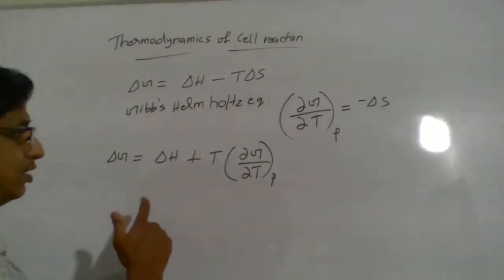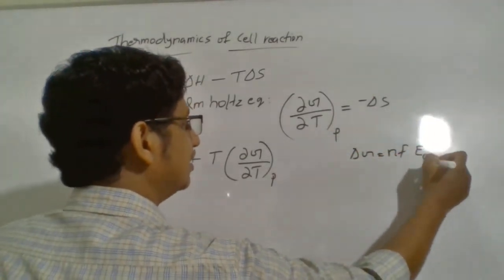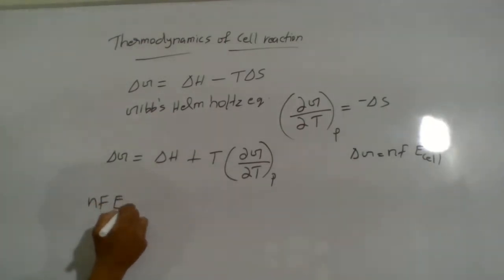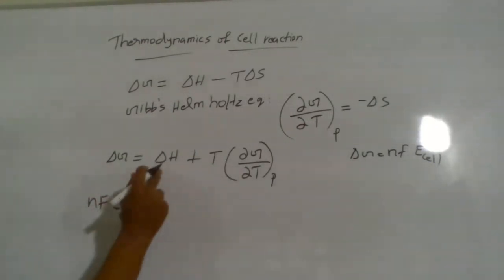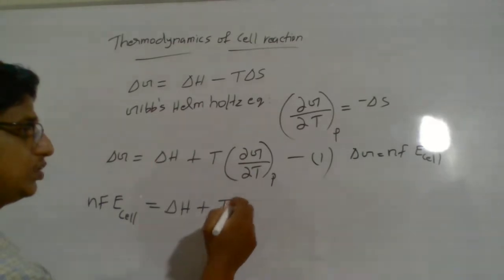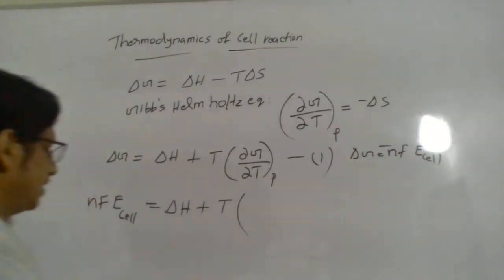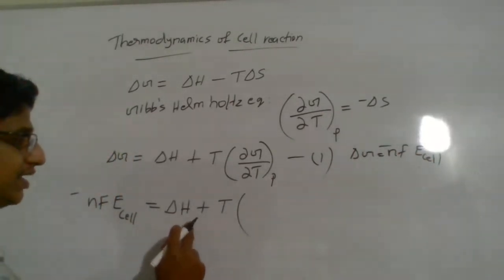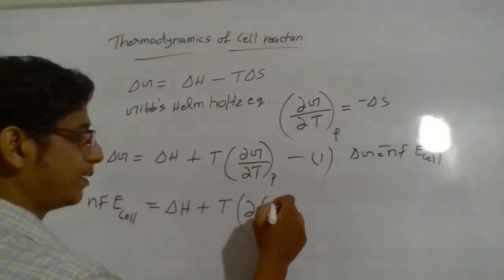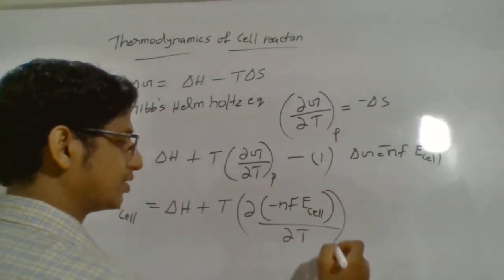Now let us apply this. We already saw minus delta G is equal to nF E cell, right? So let us apply it so that we now have a relation for cell potential as well. Minus delta G is equal to nF E cell, let it be equation 1. So minus nF E cell is equal to delta H plus T into dou of minus nF E cell divided by dou T at constant pressure.